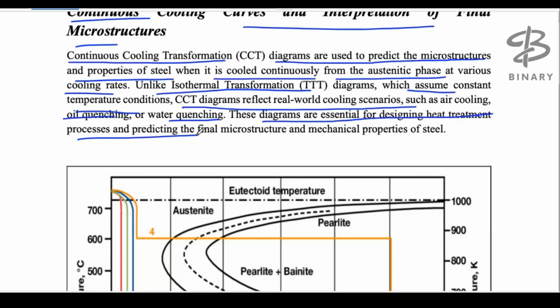So now you can think about the difference between CCT and TTT. In TTT, we have the isothermal process where we assume constant temperature. In the CCT diagram, we have the real-world scenario, what happens in real conditions like air cooling, oil quenching, water quenching, and how they behave. That all comes into the picture inside the continuous cooling curve.